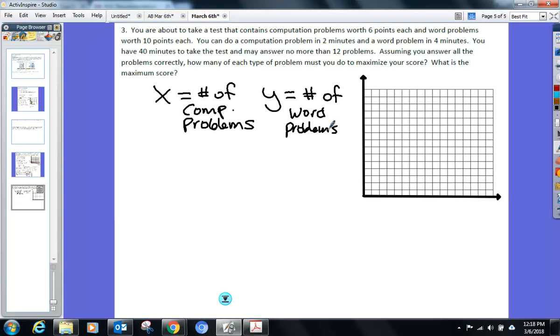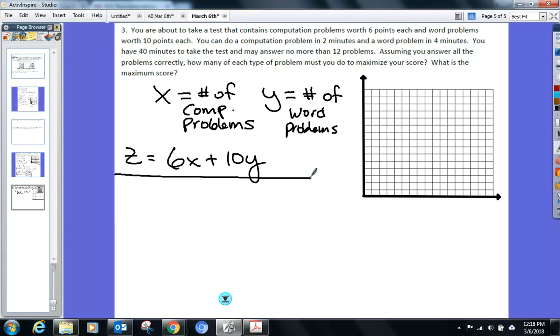Okay, now I look for my objective function. I know it's not money here now, but it's worth. So how much for a computational problem? 6 points, so 6x. And for a word problem, 10, so plus 10y. There's my objective, how much each is worth. I think you guys will do well on this one.